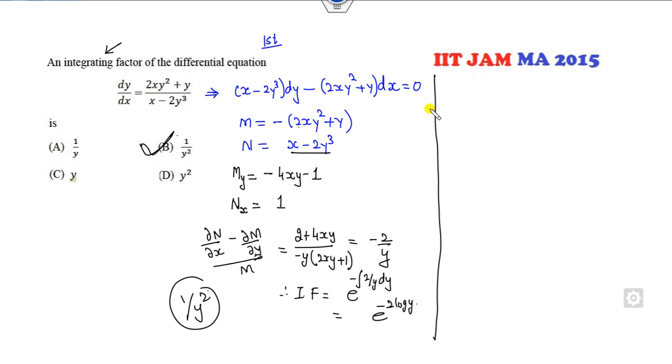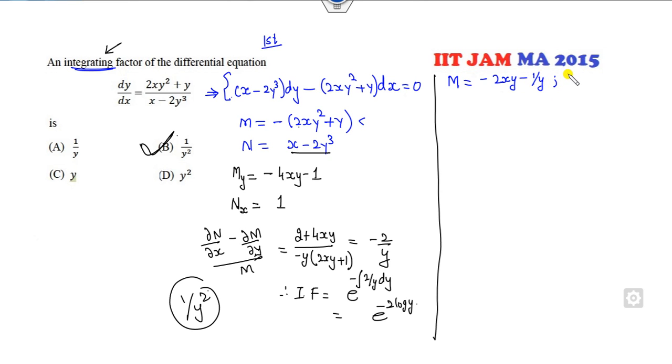Fine. The second method, you can see the definition of the integrating factor. Firstly, you can choose this one. Then I can multiply this differential equation by 1 over y. Then your M will be, I can open this bracket, minus 2xy minus 1 over y.